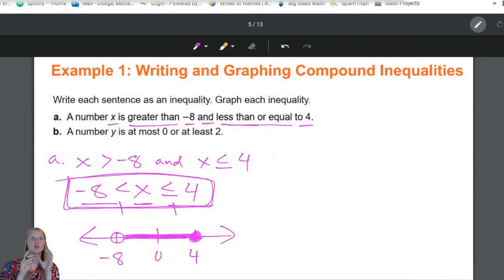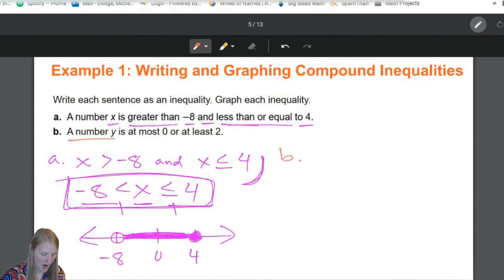So when we graph compound inequalities with the word and, remember that we're just going to end up with this section, or an interval, as we call it in math. When we graph with or, that's when we end up with a circle over here and a circle over here, like two arrows. But when we graph and, we're not going to end up with arrows. We're just going to end up with this chunk in the middle. So all the solutions to this inequality are in the middle right here. Okay. Let's move on to part B.